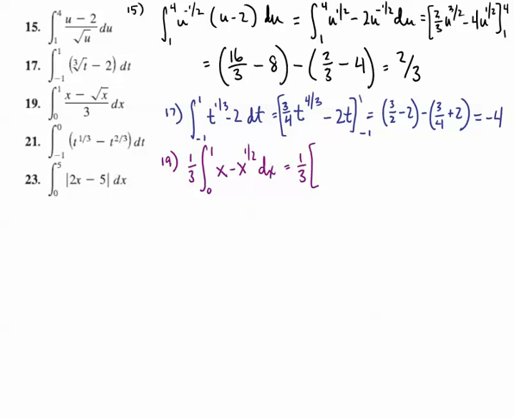So the antiderivative of x is going to be x squared over 2. The antiderivative of x to the 1/2 is x to the 3/2 divided by 3/2, which is the same as multiplying x to the 3/2 times 2/3. And here, let's make sure we get our limits correct, are 0 to 1. Alright, so the 1/3 we leave on the outside.